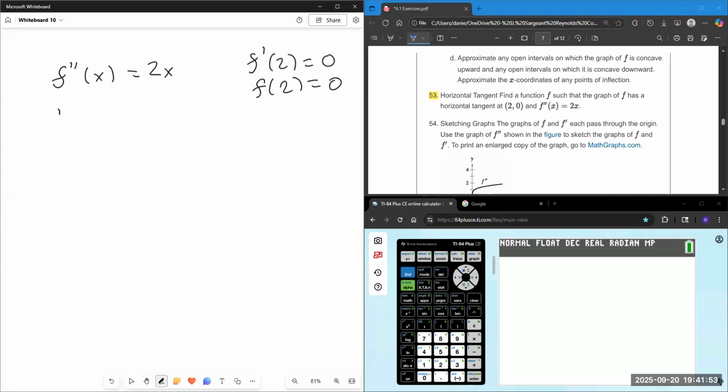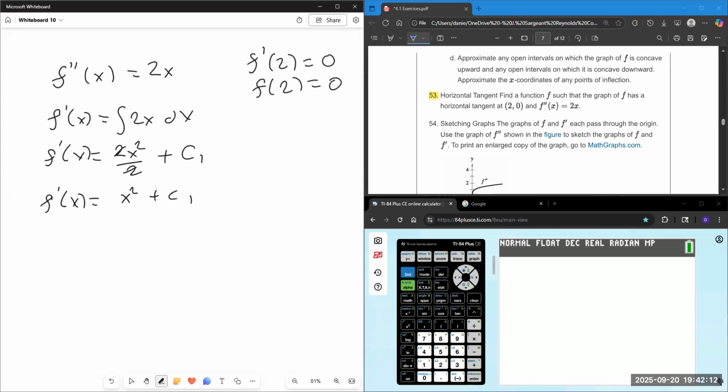So f prime of x is the integral of 2x dx. F prime of x is equal to 2x squared over 2 plus c1. F prime of x is equal to x squared plus c1. F prime of 2 is equal to 2 squared plus c1, which is equal to 0. 4 plus c1 equals 0. c1 equals -4. So f prime of x is equal to x squared minus 4.